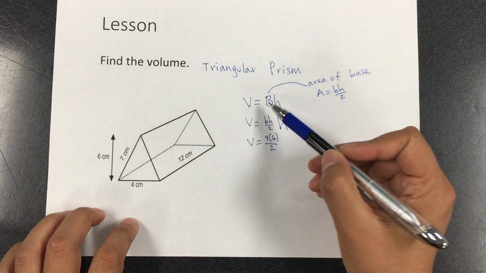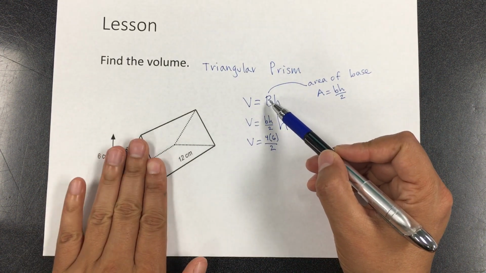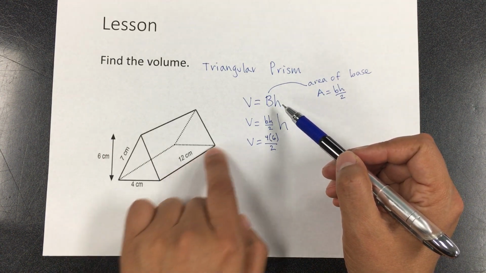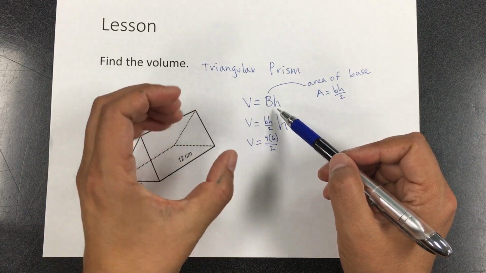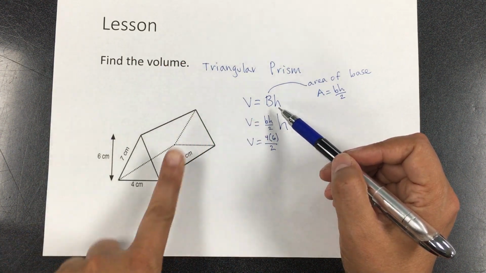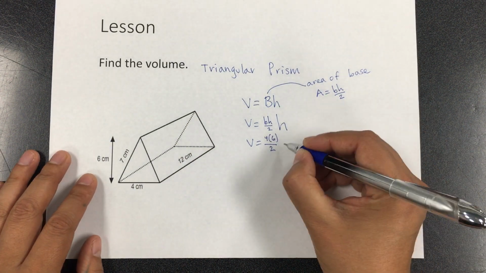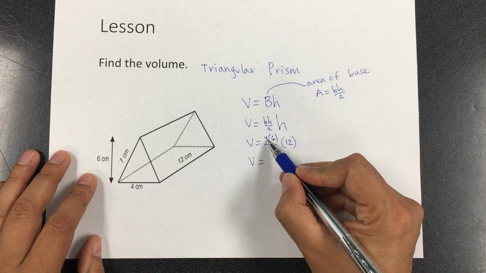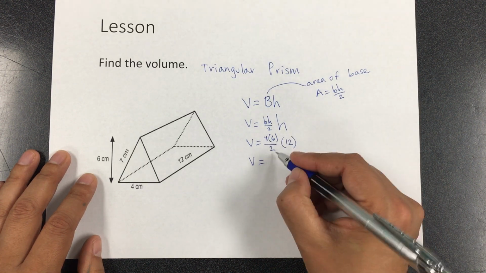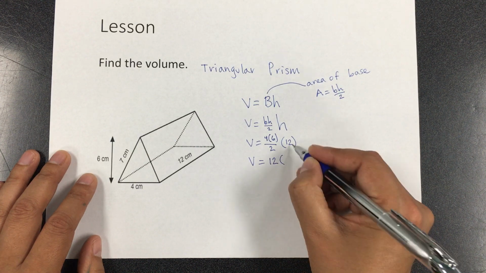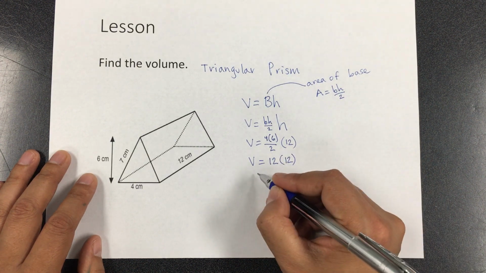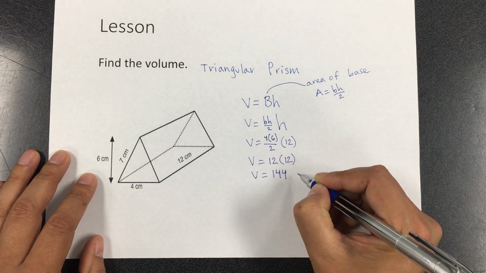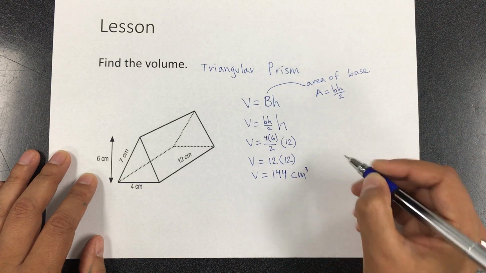But again, remember that for a volume, it's always the area of the base, which is going to come from that, times the height of the prism, which is going to be this tallness, okay? If you put it up, the 12 is going to be standing 12 centimeters, which is going to be my height. So in here, I'm going to multiply 4 times 6 is 24, divided by 2 is 12. Bring down the 12 of the height of the prism. And so 12 times 12 is 144 cubic centimeters.